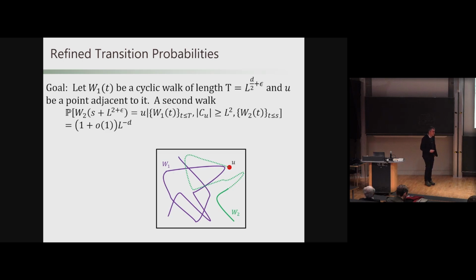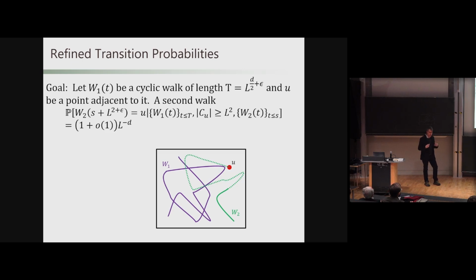And the estimate that we need, at least to get the Poisson-Dirichlet calculation, is that this probability is really like 1 over L to the d. So the location after time L to the 2 plus epsilon is really close to just uniform. And in particular, it's even for points that are next to the path, which might be somewhat special. And this should hold with very high probability.